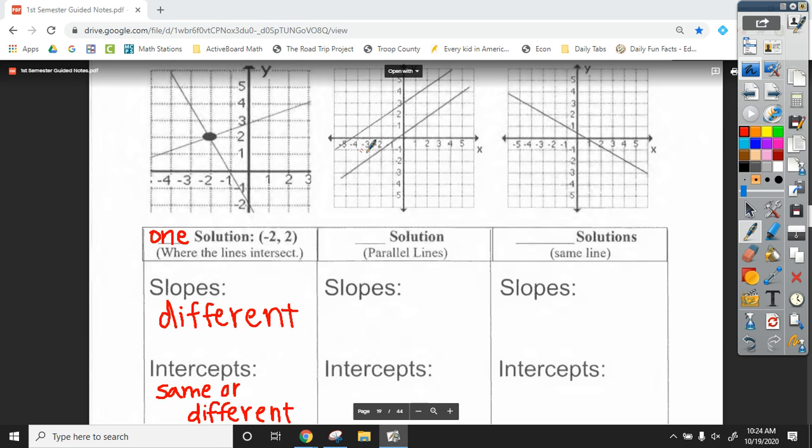For this second type, what kind of lines are these? Parallel, so will they ever cross? So if our solution is where they cross, do we have a solution here? This one is no solution. If we look at the slope of these lines, if they are parallel, they have to have the same slope. Their intercepts are always going to be different.